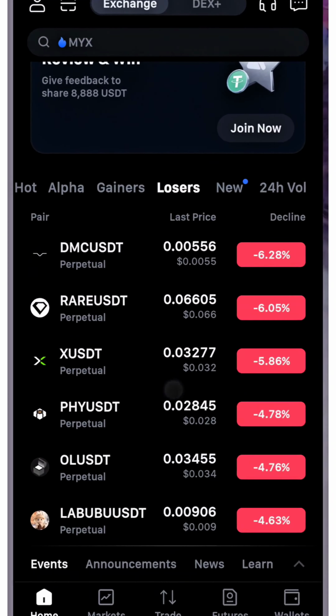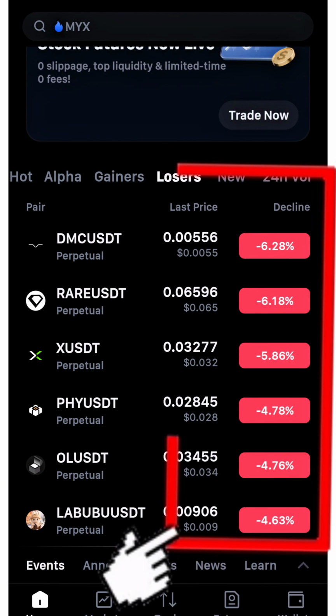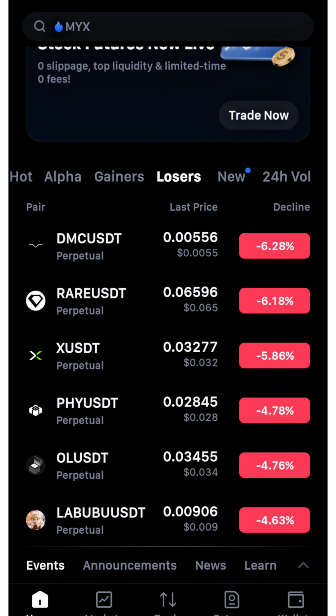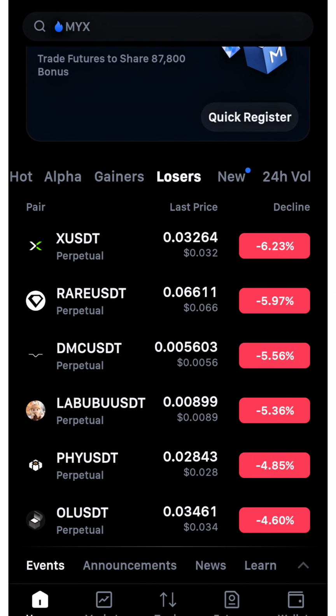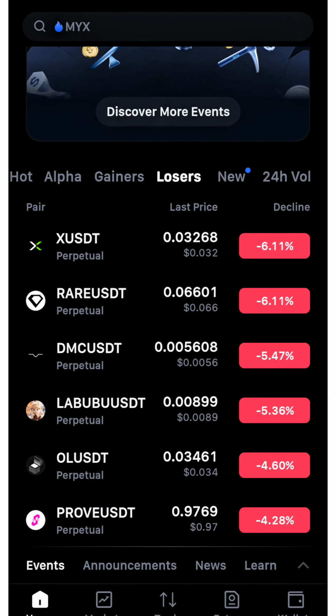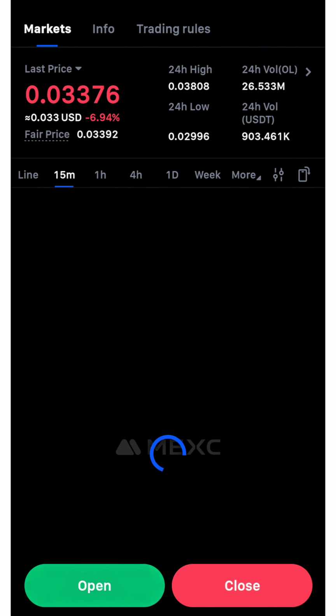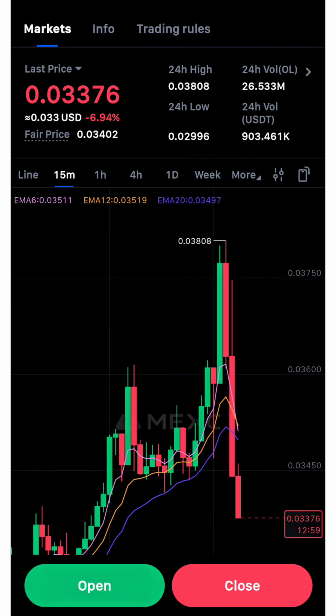All right, so over here we are in the loser section. Once you get to this loser section, you'll be looking for a token that's falling below, maybe from 10% to 6% below. Don't go for the tokens that have fallen to the highest peak, like the ones from 30% to 50%. So in this case, I'm going to pick any token of my choice, which you can see over here.